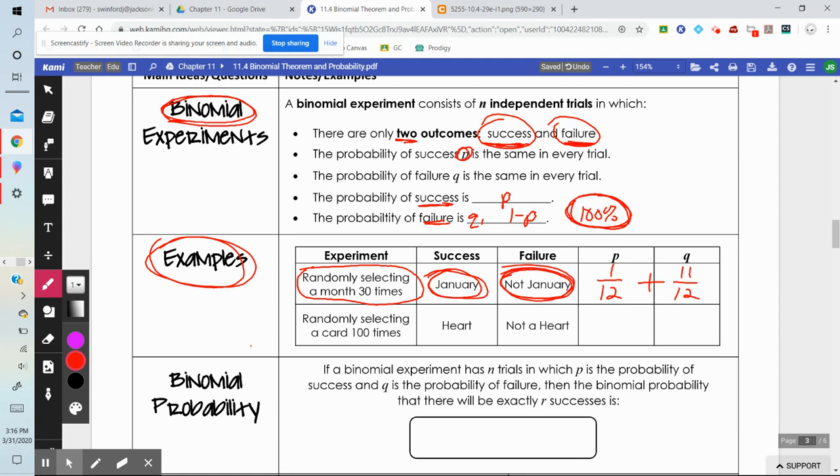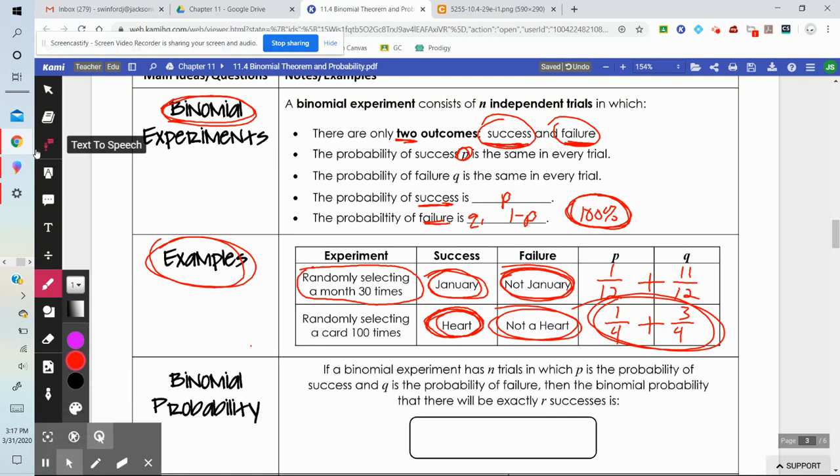Or maybe we're going to randomly select a card 100 times, where if we pick a heart, that's a success. If we don't pick a heart, if we pick a spade, or a club, or a diamond, then that's a fail. So the probability of success there would be 1 in 4. The probability of a fail would be 3 in 4. Again, this is a binomial experiment, because if you add those two probabilities together, that's equal to 100% or 1. Those are the only two things that can happen.